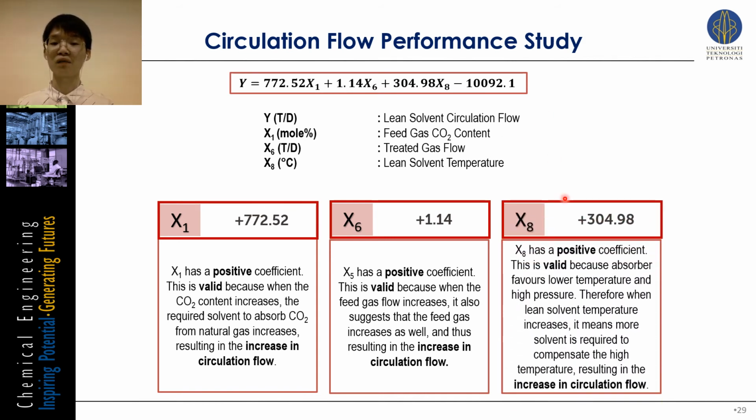And lastly, we have x8, and it also has a positive coefficient. We know that our absorber is operating at low temperature and high pressure. If your lean solvent temperature is high, which is opposite to this, we require more lean solvent circulation flow in order to compensate for that deficit and absorb more CO2.